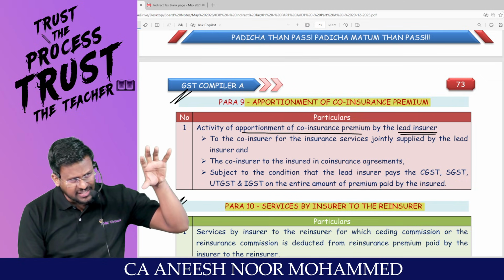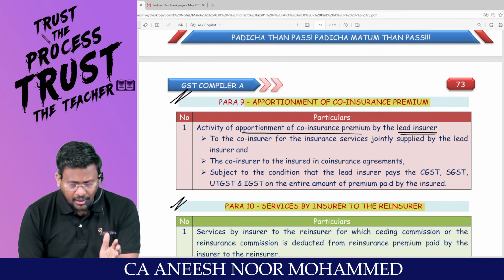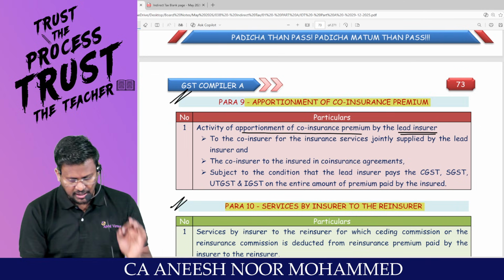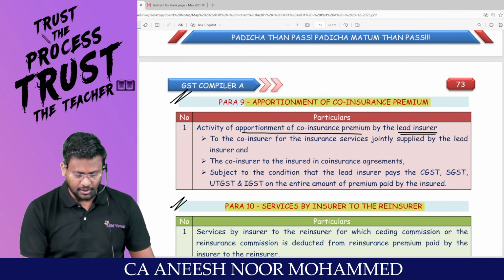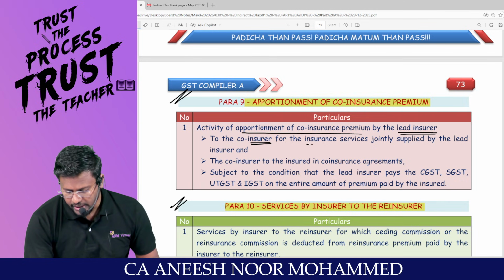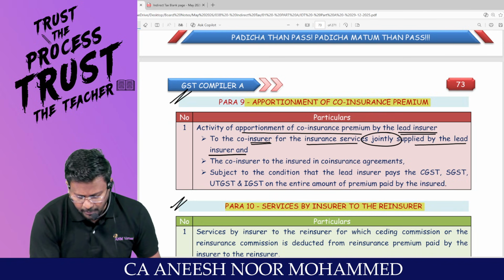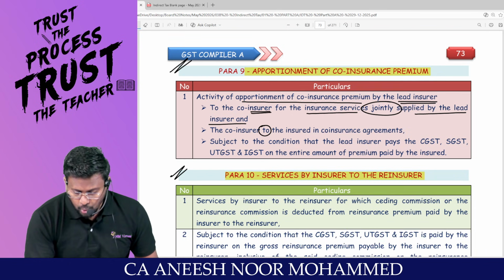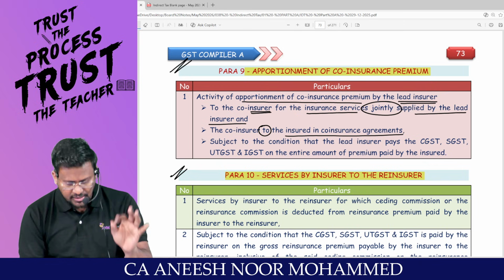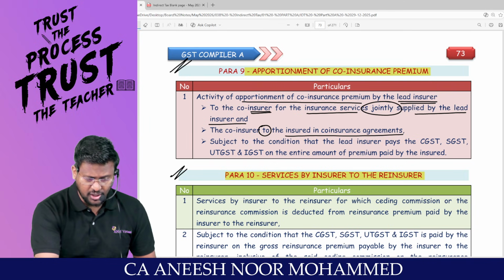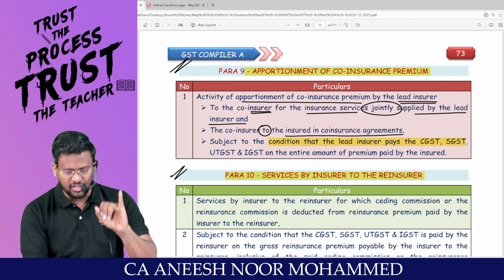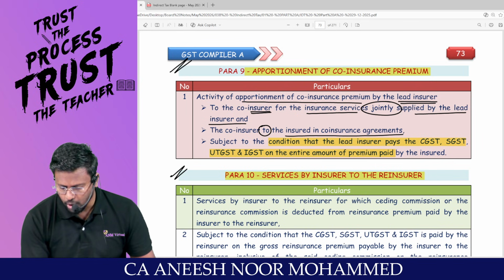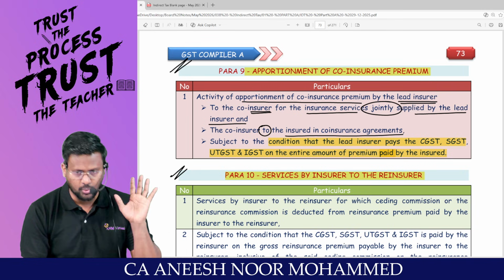That means there is a person called the lead insurer. That lead insurer will get the insurance policy and he will be apportioning the premium between the other insurer, the co-insurer, for the insurance service jointly supplied by the lead insurer and the co-insurer to the insured in a co-insurance agreement, subject to the condition that the lead insurer pays CGST, SGST, UTGST, IGST on the entire amount of premium paid by the insured.